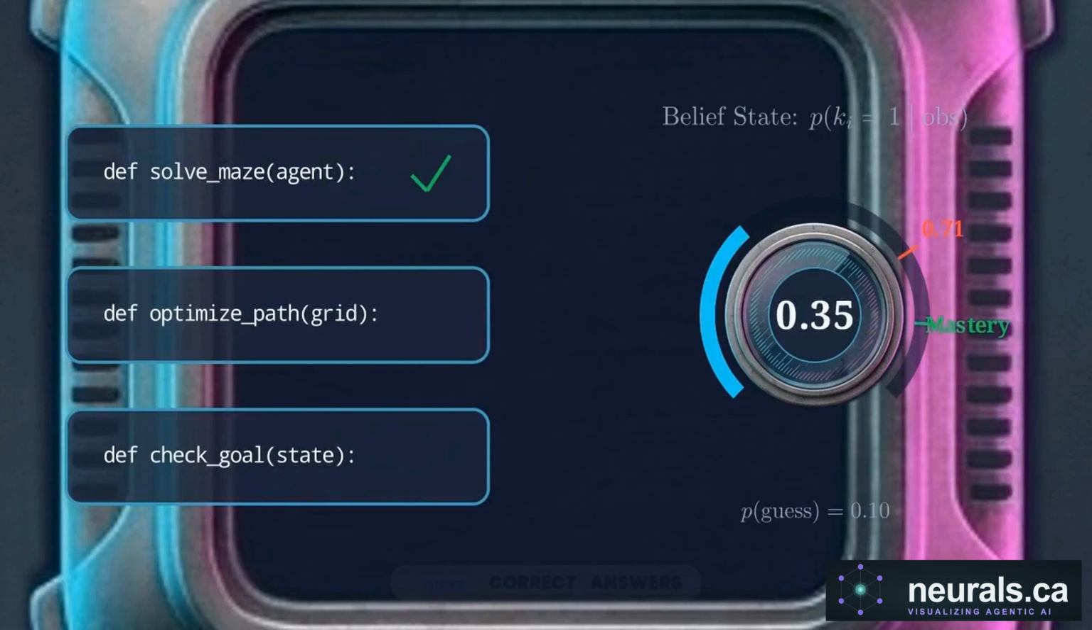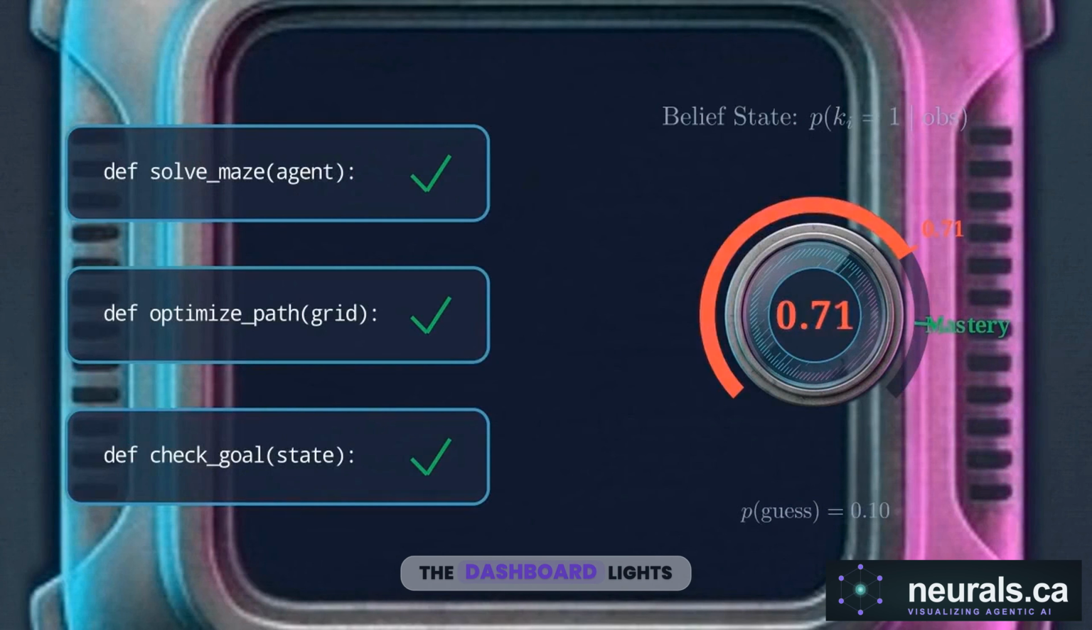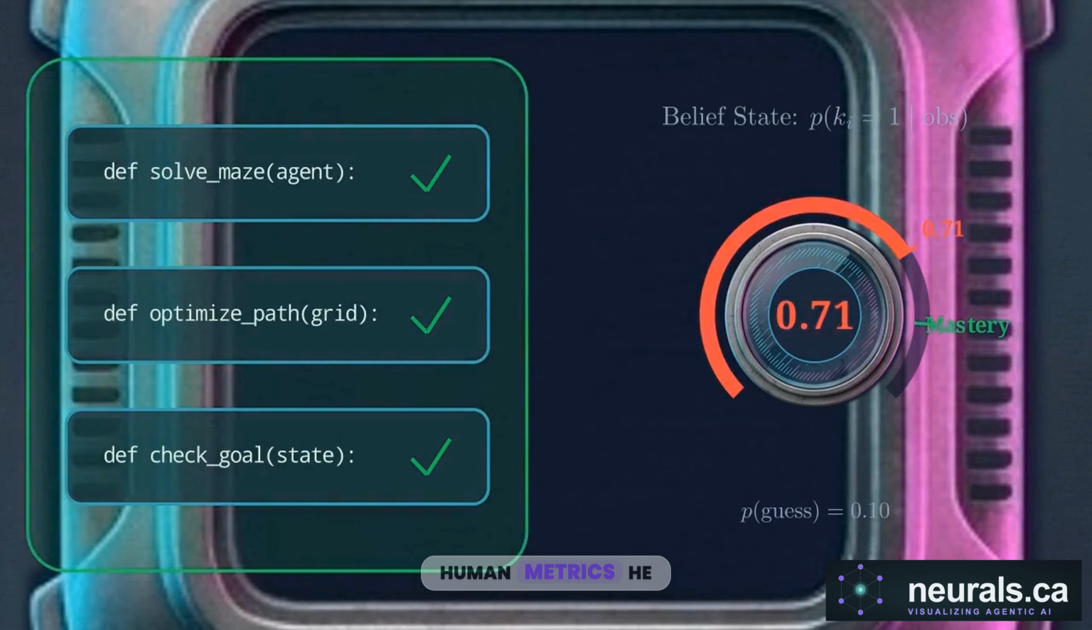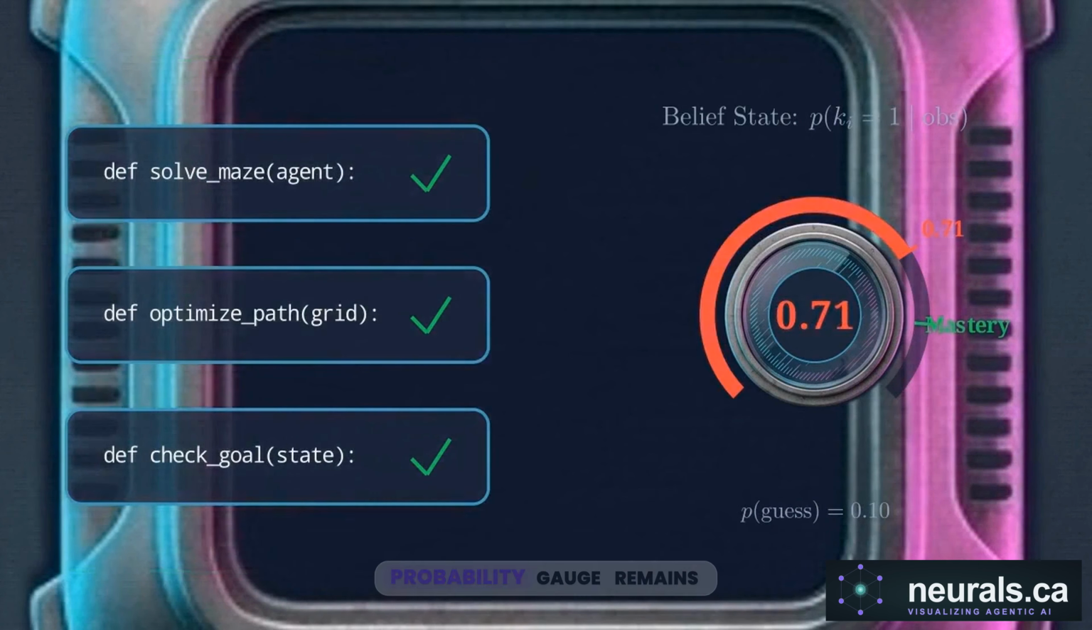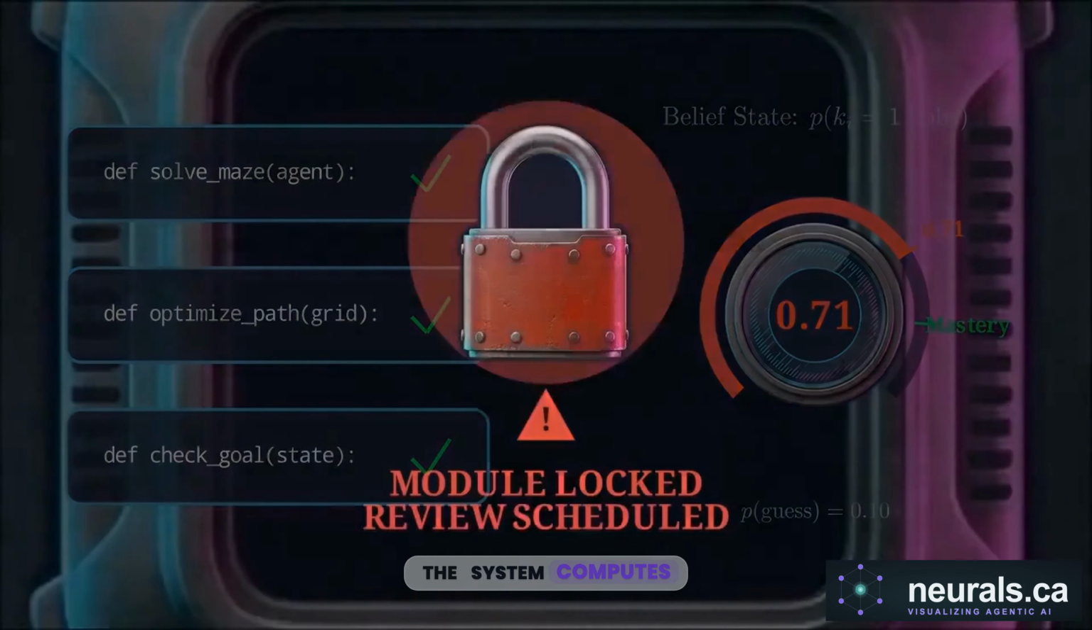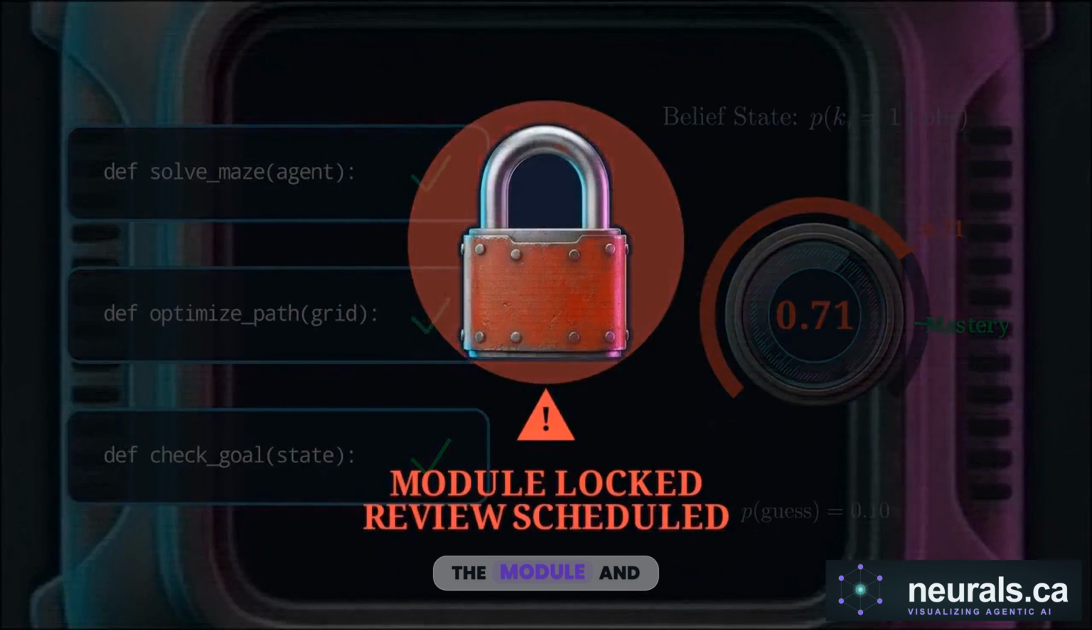A student gets 3 correct answers. The dashboard lights up green. By human metrics, he passes, but the probability gauge remains stuck at 0.71. The system computes a refusal, locks the module, and schedules a review. 3 rights, and the machine says, not yet.